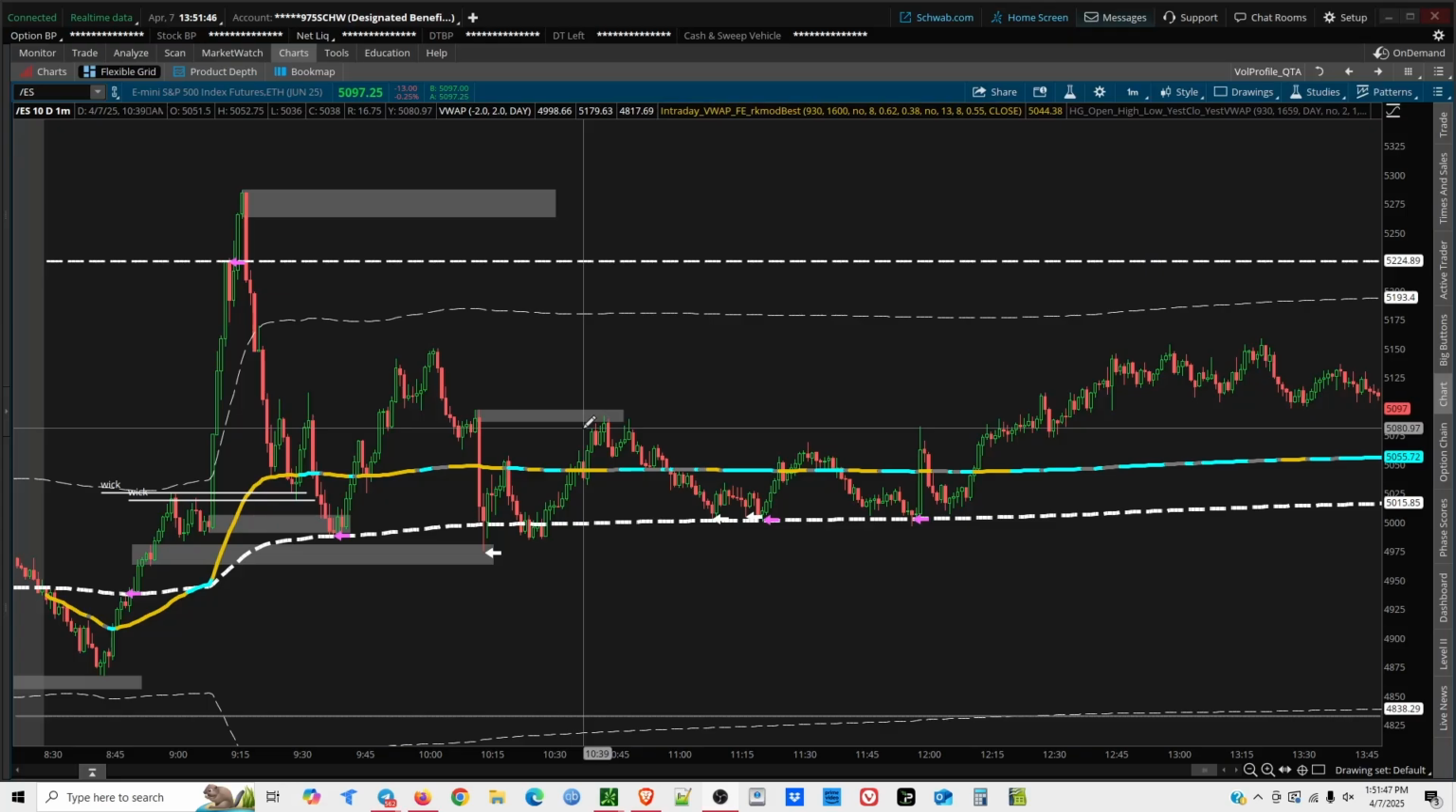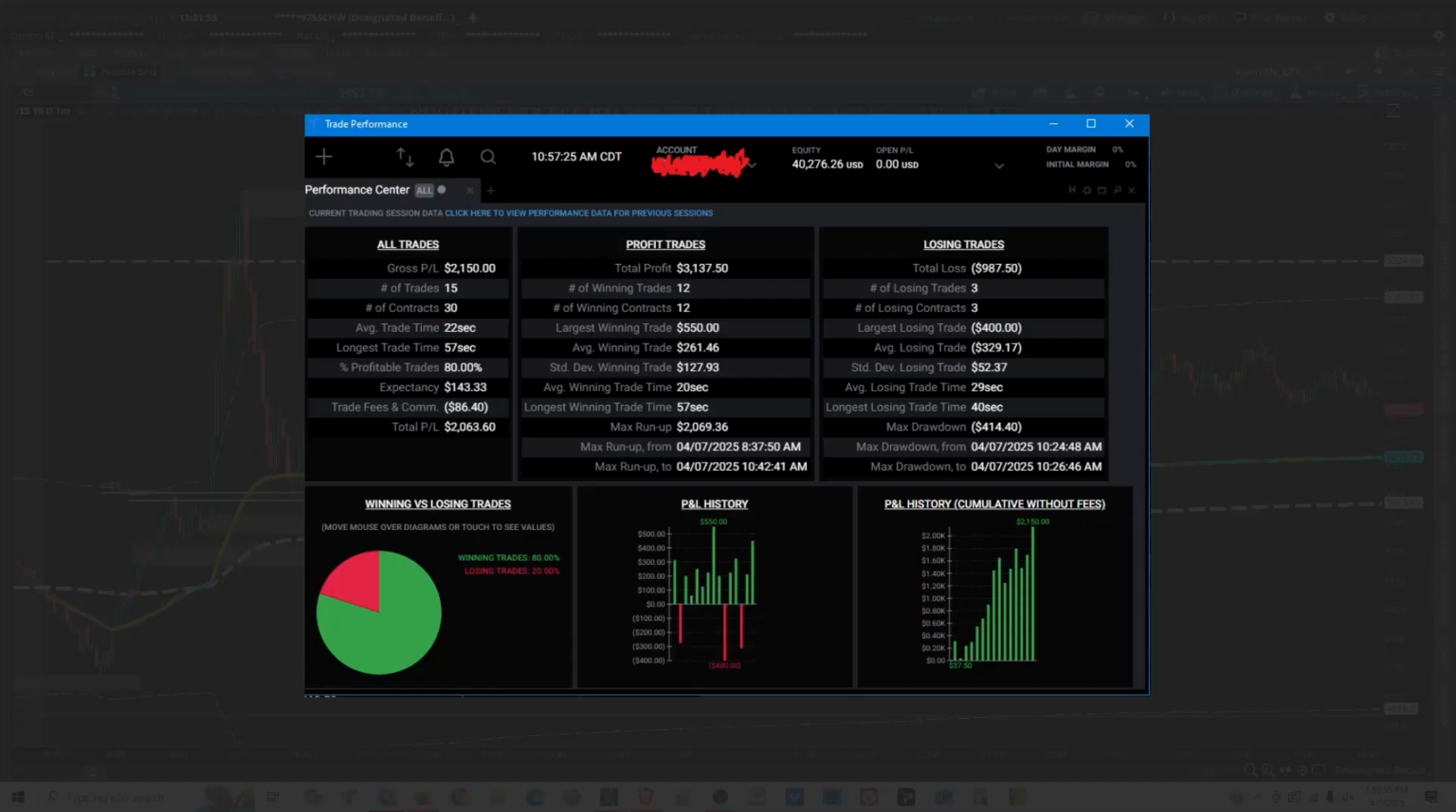But as you can see from my trade log, I took 15 trades this day. So I wanted to show you some of the other trades that I took this day, and I wanted to note for you again that this was a day where my average trade time was 22 seconds and my longest trade time was under a minute. And that's huge for me.